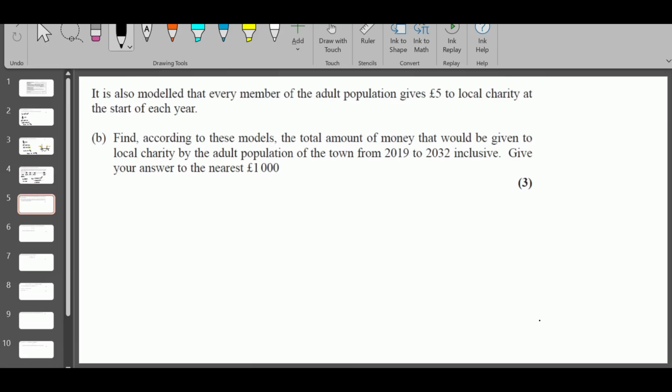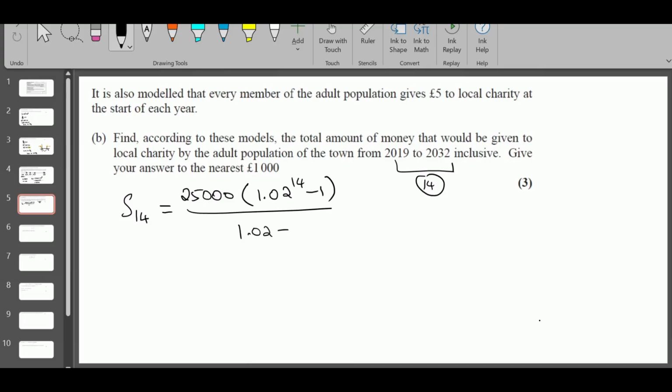It is also modeled that every member of adult population gives £5 to the local charity at the start of each year. Find, according to these models, the total amount of money that would be given to the local charity by the adult population of the town from 2019 to 32 inclusive. From part A we know there are 14 terms, so we are going to find the total population as the sum of 14 terms. The formula is A, the first term, times R power n minus 1 divided by R minus 1.